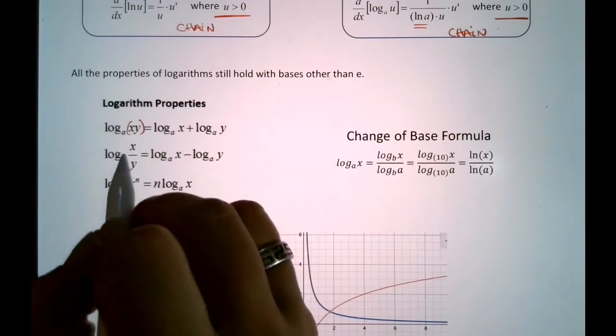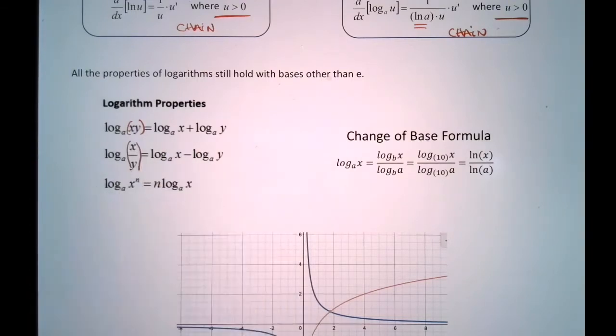Here I have a quotient, x over y. Then break it up into 2 separate logarithms with a subtraction in between. And this last one, if you have log base a of x to a power, notice that power can come in front. That is not a derivative rule, that is a property. So that's an important one to use as well. Using these properties usually makes your derivative go a lot cleaner, a lot faster.